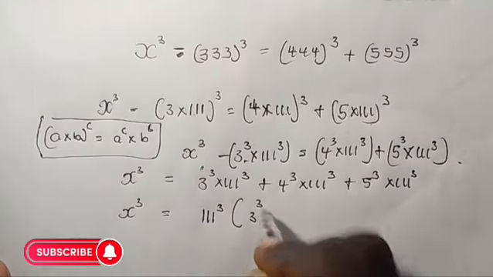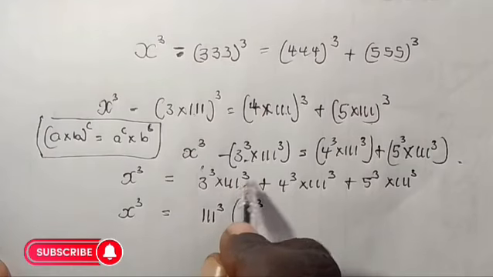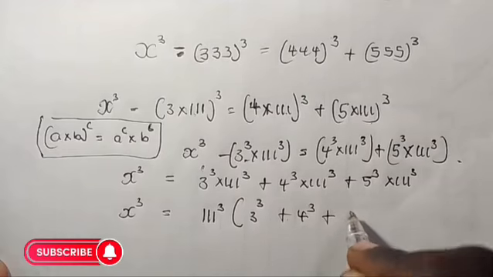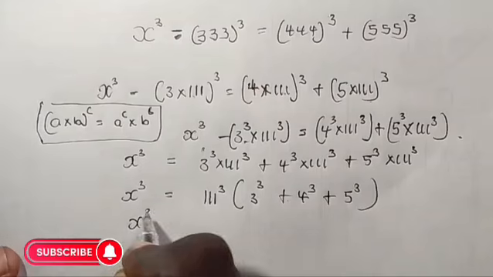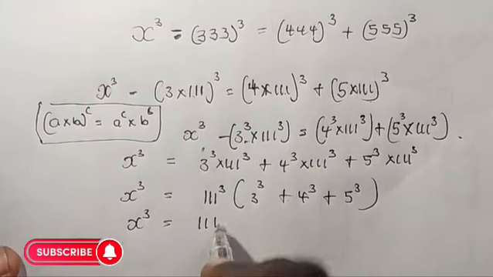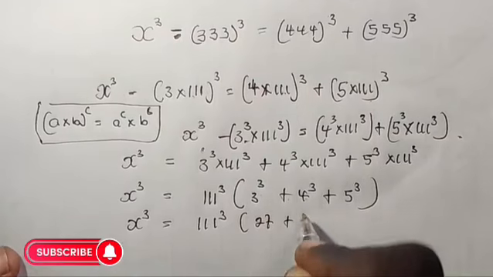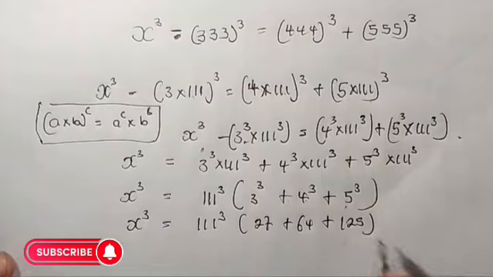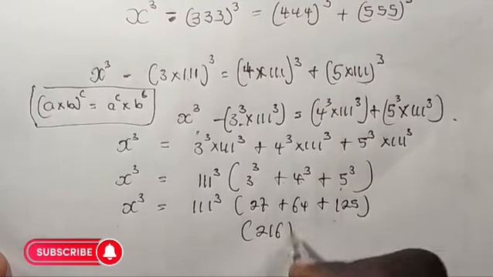What's left in the bracket will be, when you divide all through by 111 raised to the power of 3, we have 3 raised to the power of 3 plus 4 raised to the power of 3 plus 5 raised to the power of 3. So now the addition of these, but before we do that, let me write it down first. So here we have 27, here we have 64, here we have 125, right? So the addition of this is equal to 216.